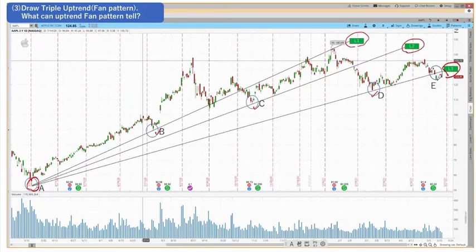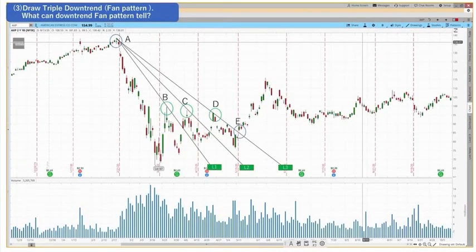And you can see the different places of breakout. Here is a breakout. And here's one more breakout. And on line 3, the breakout is very important. You can see here, it's at E. This is a very important breakout, so you should notice. So what can the uptrend fan pattern tell? I think this pattern can tell us the price movement direction might probably change, and the market is likely to reverse. This time we'll draw a triple downtrend.